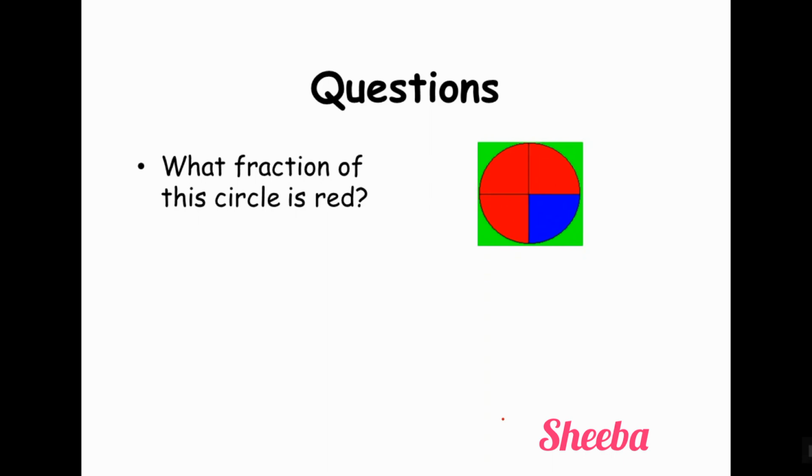What fraction of this circle is red? Here the circle is divided into four parts, and out of that, one, two, three parts are red. So the fraction for the red part is 3/4.